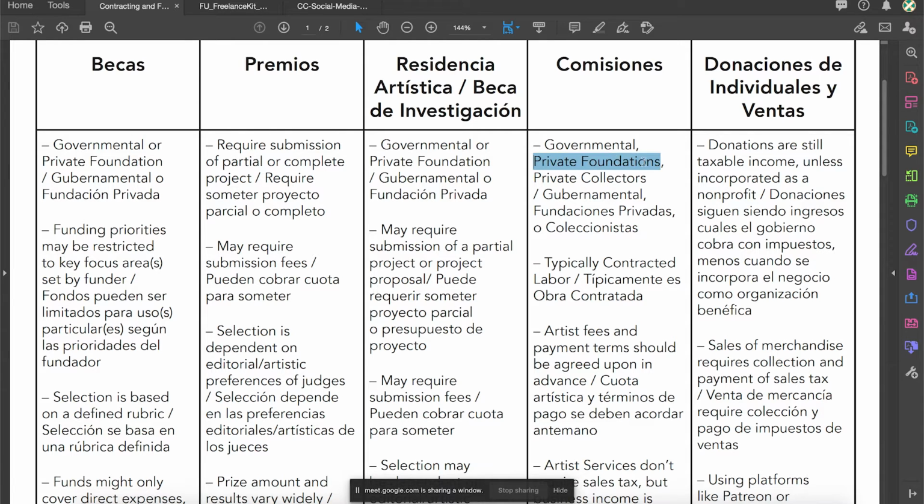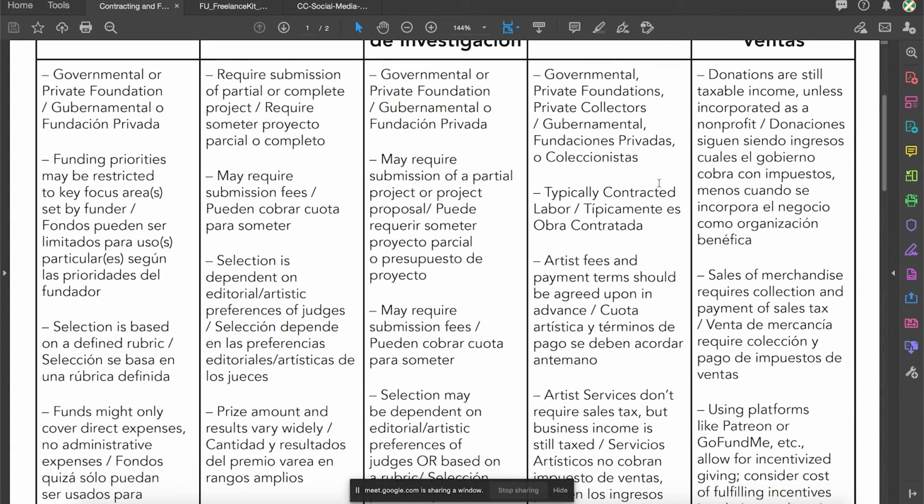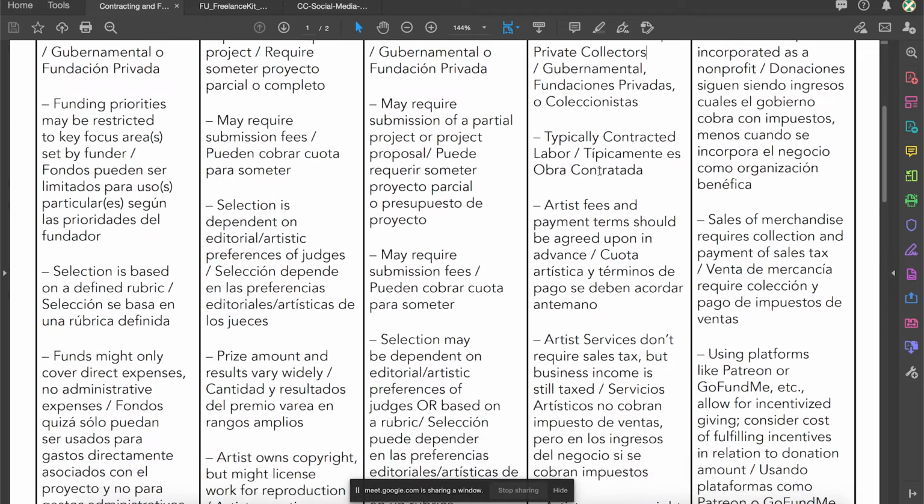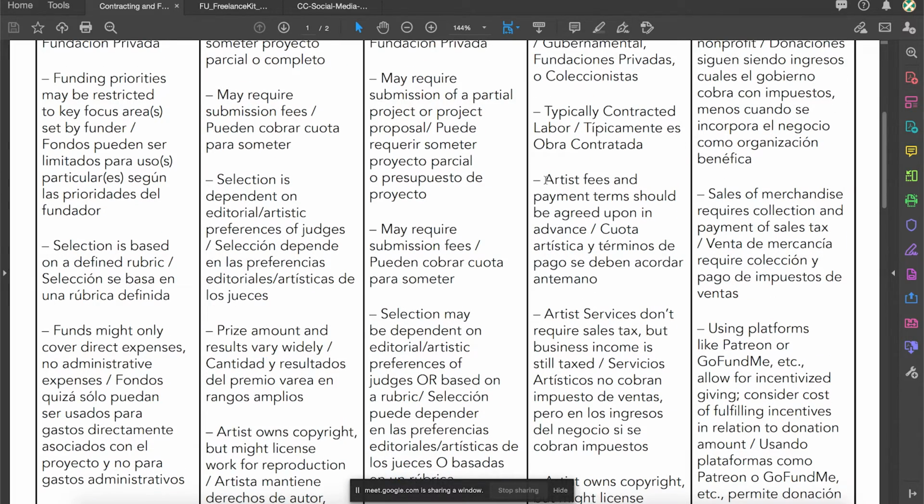Private foundations might include a private library or a private museum that is looking to expand their collection through a particular way of working with their foundation. A private collector is basically a person that collects art, and they might commission you. And most of these will be contracted labor. So you'll be contracted to complete a project within a particular budget that the person contracting you provides you. That's why it's really important that you upfront agree to whatever artist fees and the payment terms will be for this commission.